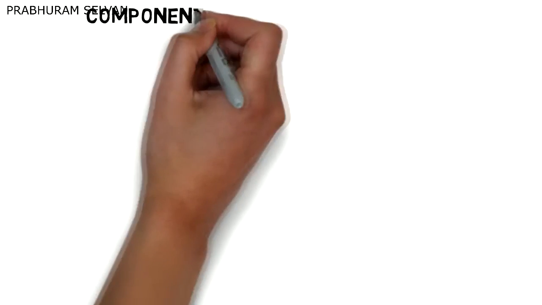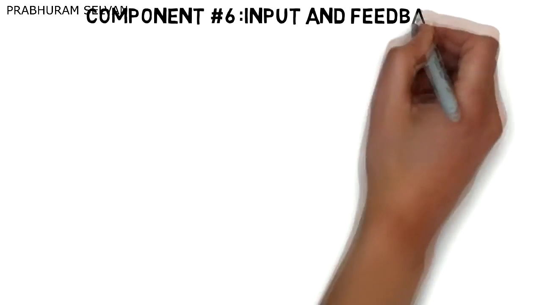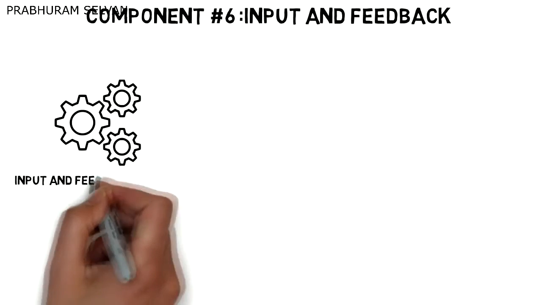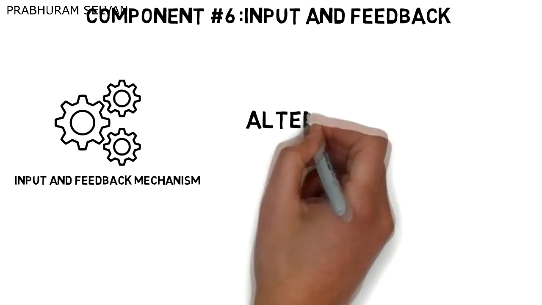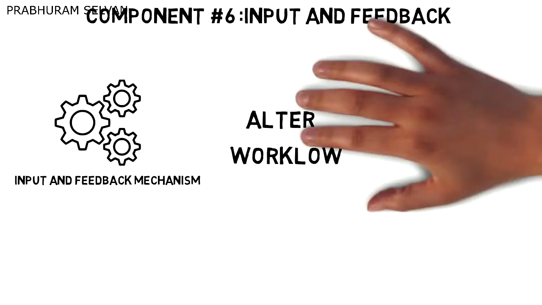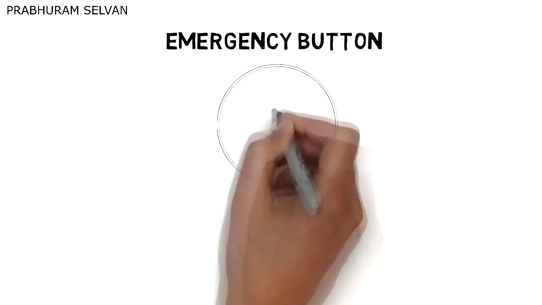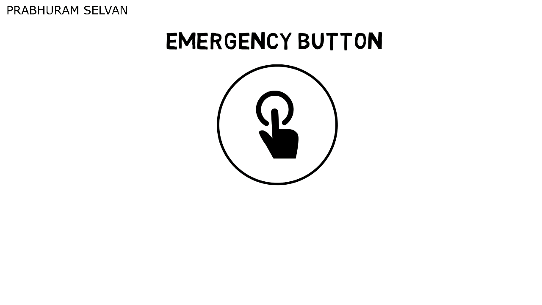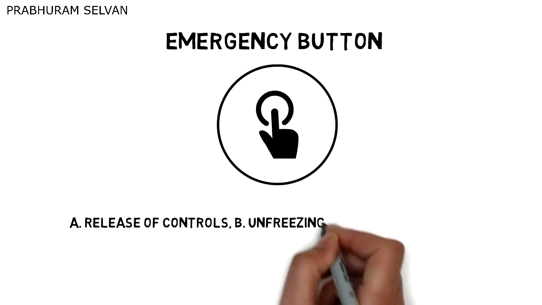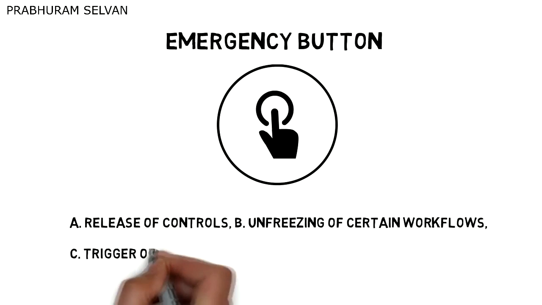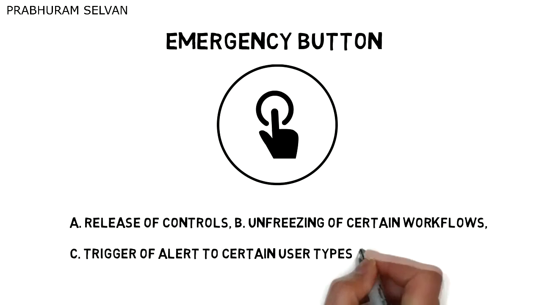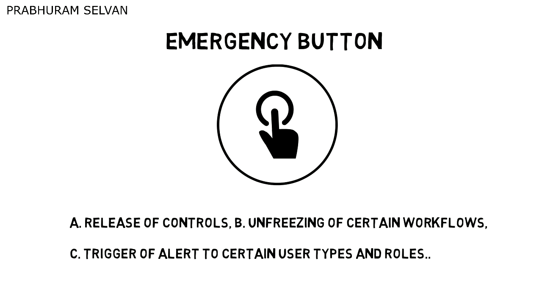Component number 6, the last one, input and feedback. The last component is the input and feedback mechanism. The user is now able to alter the workflow based on an external emergency and can also add input to alter the course. Like an emergency button, on capturing the user input on a special or a rare occasion, there is an activation of A, release of certain controls, B, unfreezing of certain workflows, or C, trigger alerts to certain types and roles. These are based on the user's input and feedback.